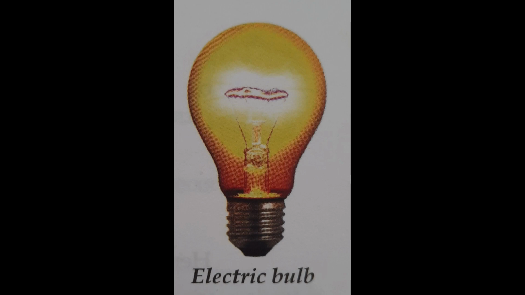The electric bulbs are generally filled with chemically inactive nitrogen and argon gases. This is done so as to prevent burning of the filament because of oxidation and thus to prolong the life of the filament.